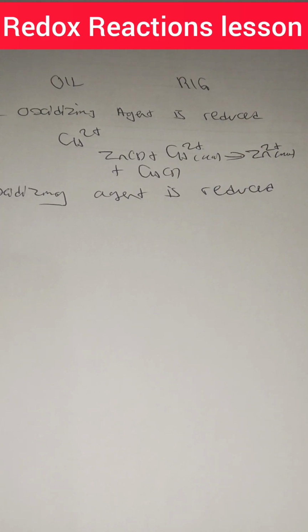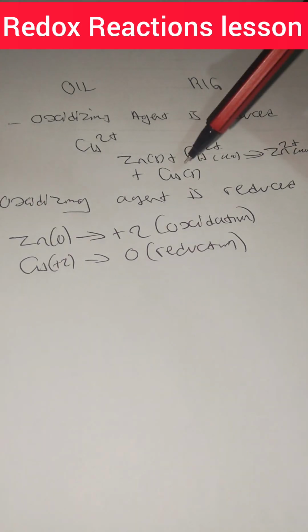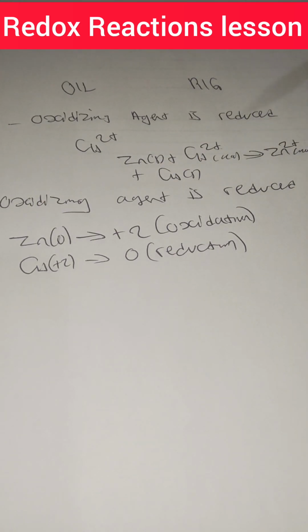The formal way of writing the answer is like this. So here, this is how we are going to write it. Zn, which is zinc, because it has 0 on the left side, has undergone oxidation as it has gained positive charges by losing 2 electrons. What about copper? Copper had positive 2 charges.